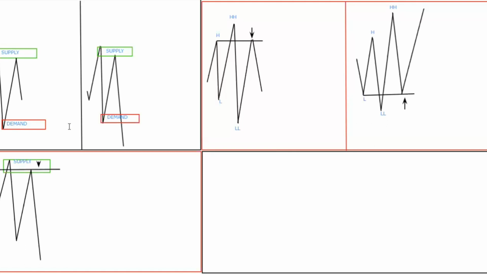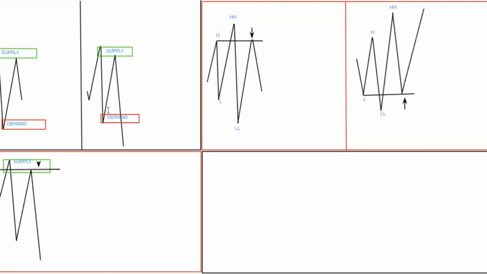So now we see price coming here where they have indicated that is their demand, and price takes them out and they got stopped. They lose all their money. So the concept, it's for you to understand that price is not being moved by the lines we draw on the market or by whatever support and resistance that you can think of. Price is not being moved by those things.